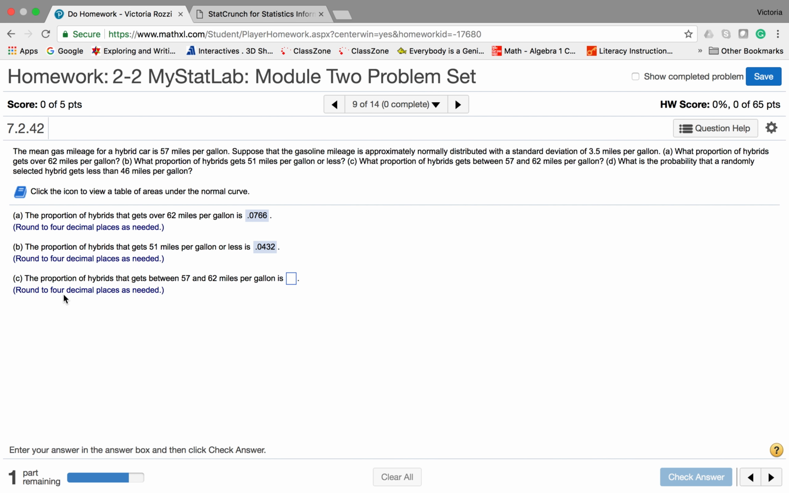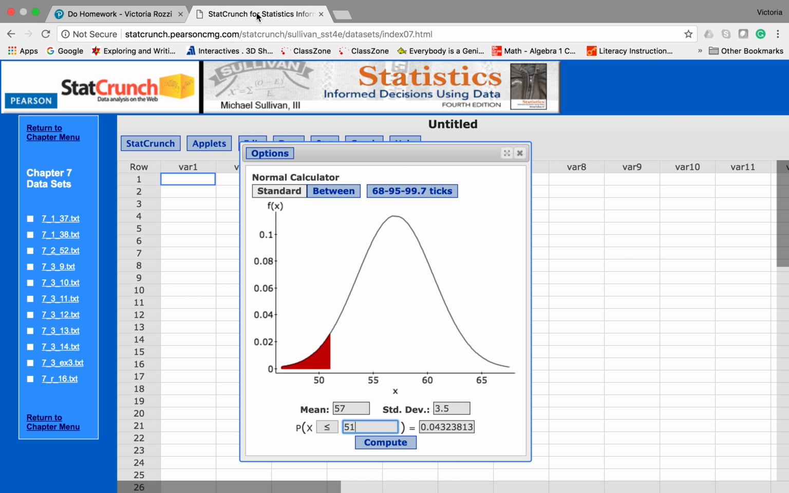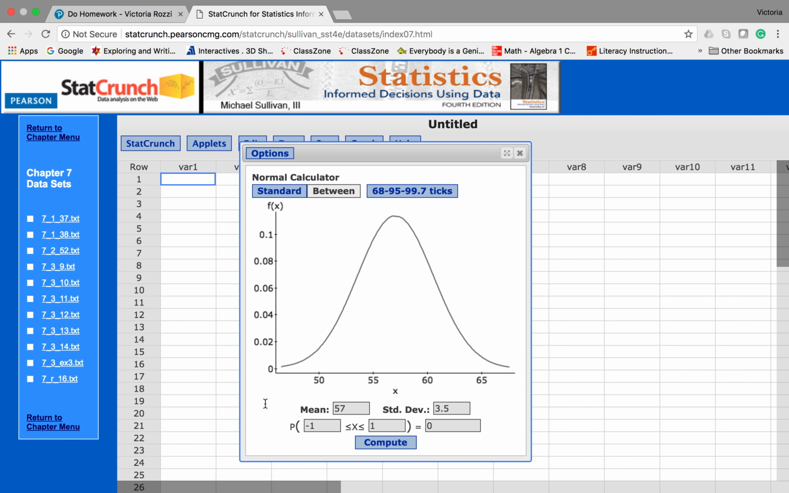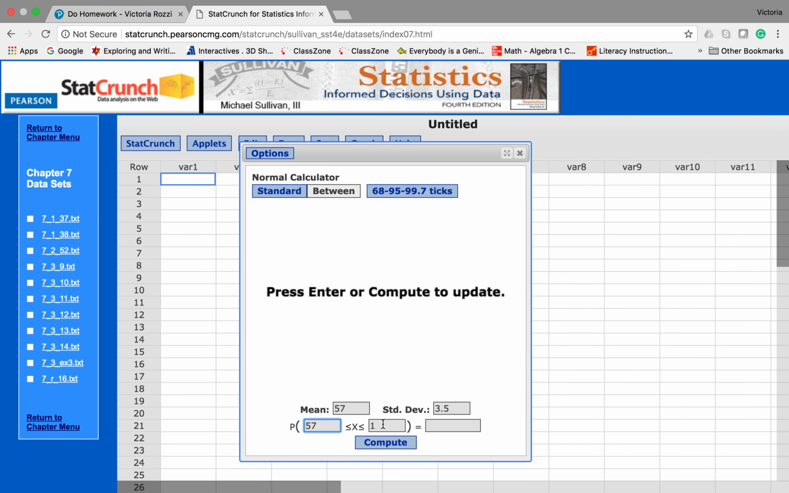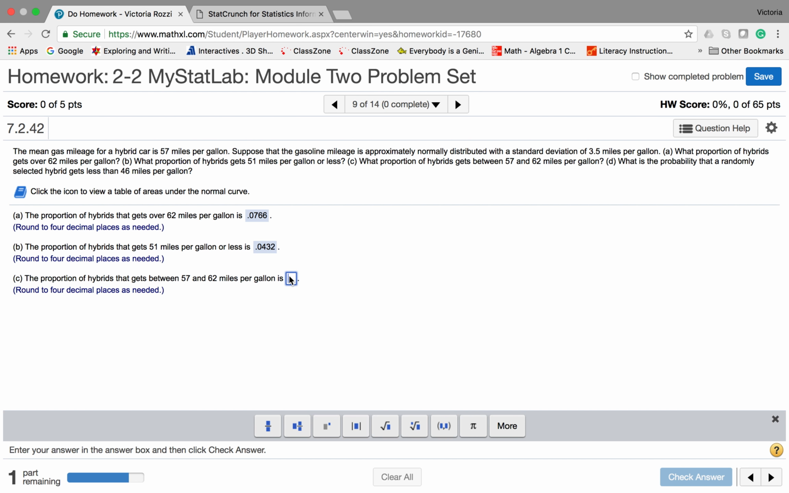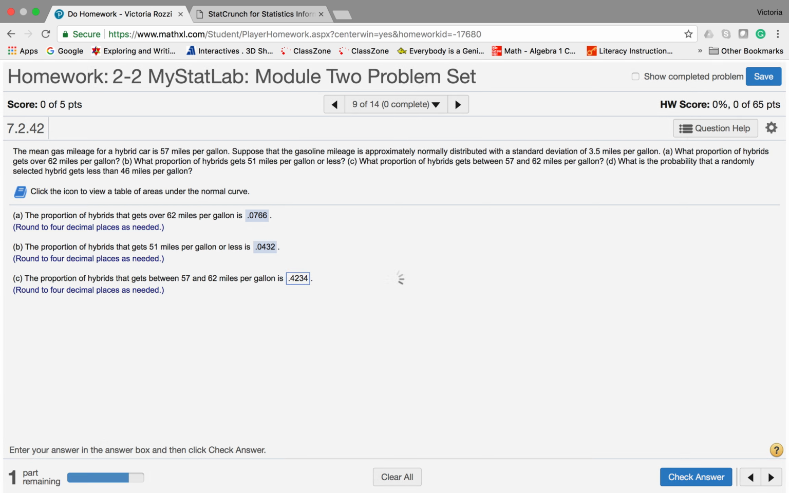Okay, the next one we want is one that gets between 57 and 62. Now this may seem a little scary at first, but if you look at your standard normal calculator, we have the between function. So if I go to between, again, I always forget which values it wants me to do between. I need 57 and 62, so I'm going to put a 57 here and a 62 here and press enter. And then again, you can see that it's shaded between those two values, and my probability is 0.4234. The 3 is next to it, so I'm going to keep this 4 as a 4. So 0.4234.